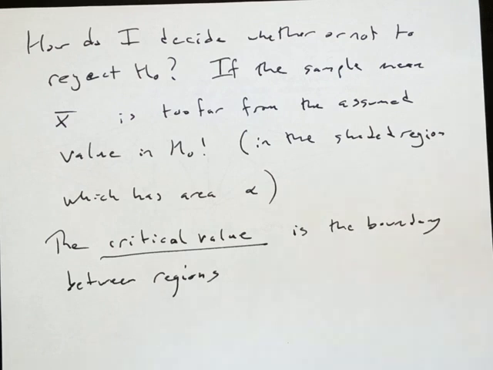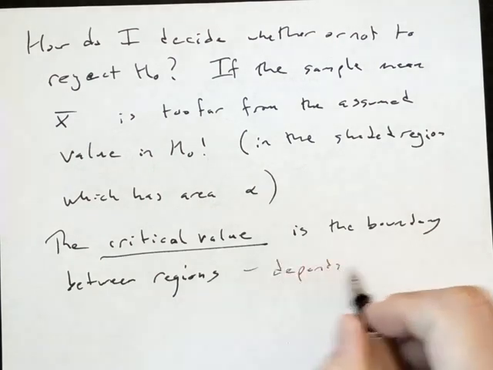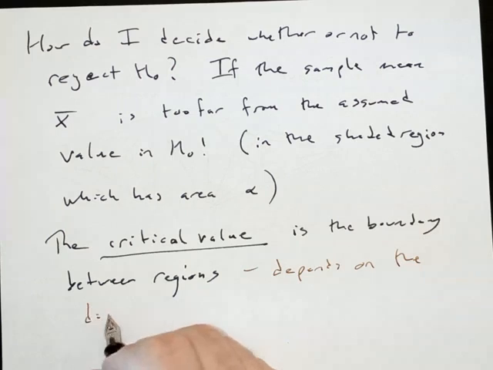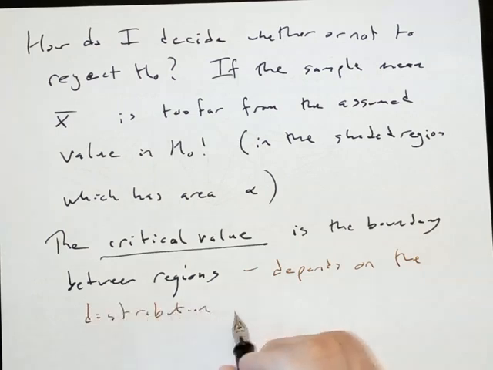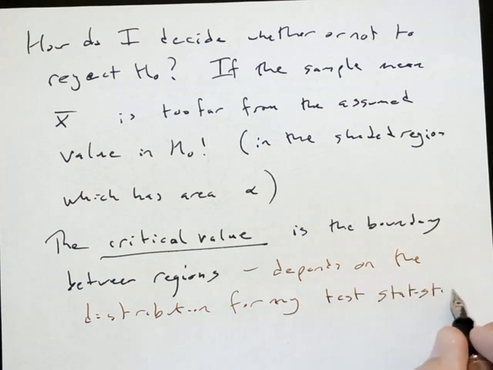I need a test statistic, something I calculate. In our case, think about X, the X bar. And then I say, what kind of a distribution do I have? Because my type of critical value depends on that distribution.